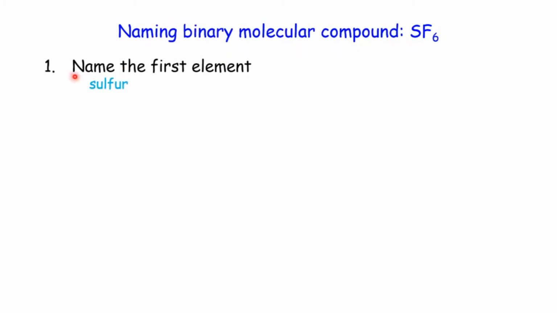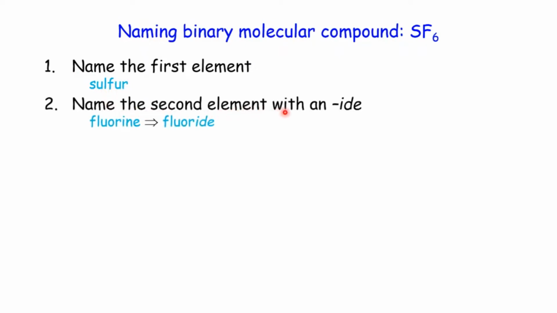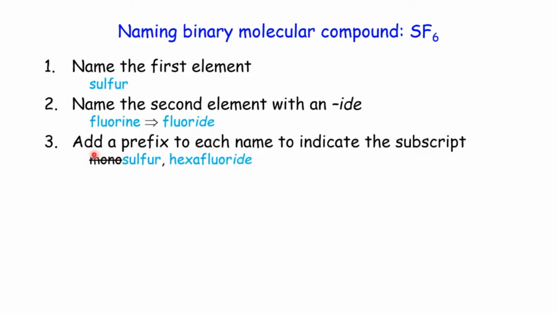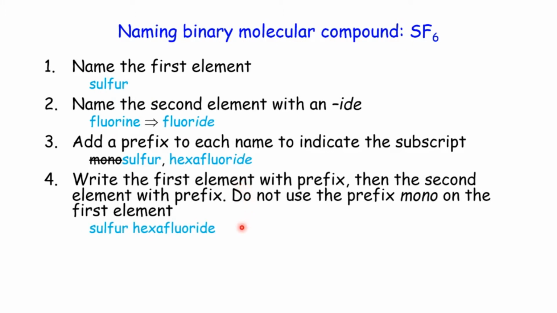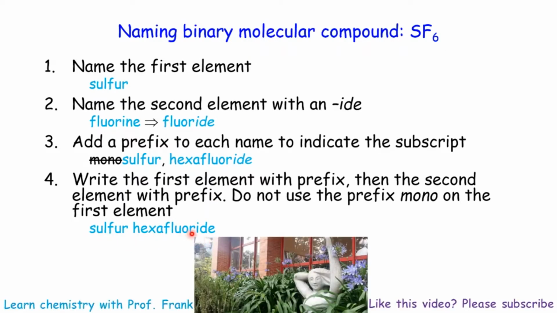Let's work on another example, naming binary molecular compound SF6. First, name the first element, sulfur, use the full name. Name the second element, using the anion's name, fluoride. Then add a prefix to each name to indicate the number of items in the formula or the subscript. Sulfur, there's only 1, but we don't use mono because it's the first element. Then for fluoride, there are 6, so we call that hexafluoride. So therefore, the full name for this formula should be sulfur hexafluoride.